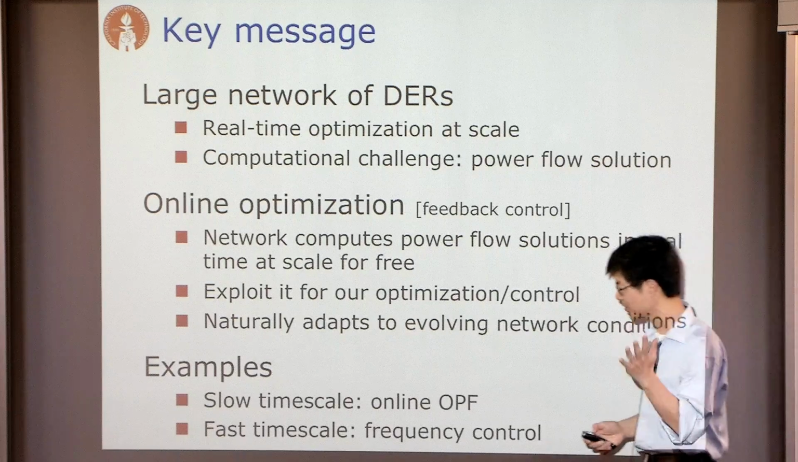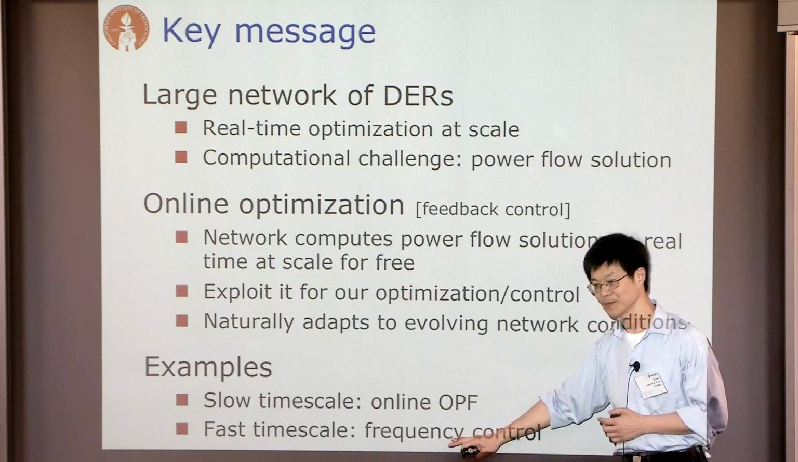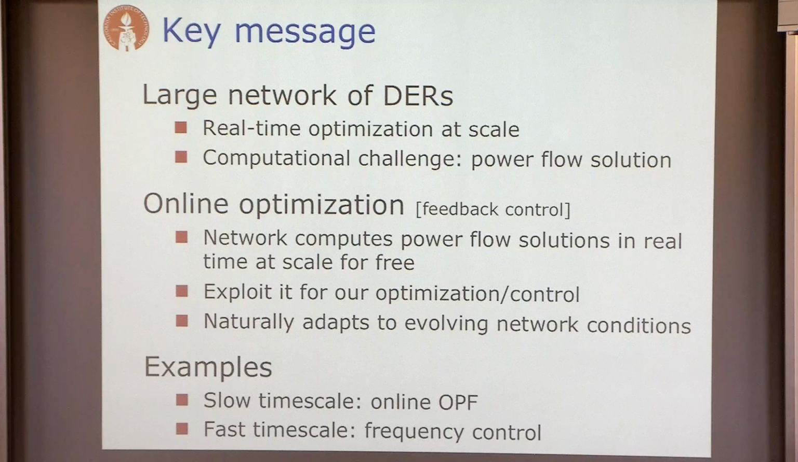So I wanted to give you two examples. One is online OPF, one is fast time scale, but I don't think I will have time for the third part. So we'll just look at the online OPF. OK, so I will also close with this slide. So hopefully at that time, this becomes clearer what this means.